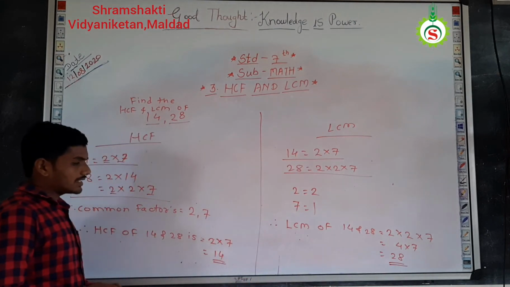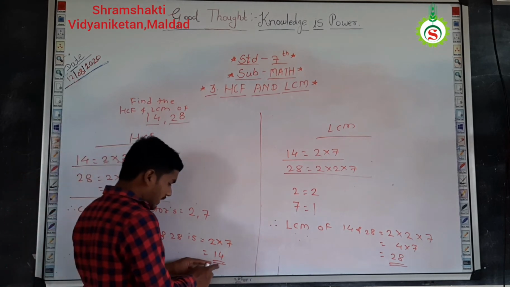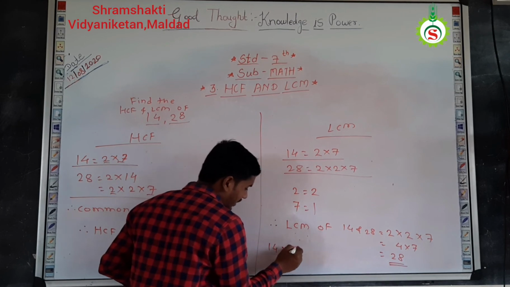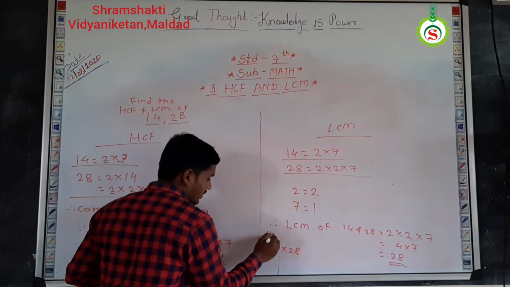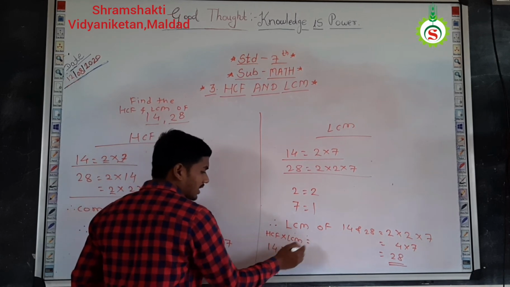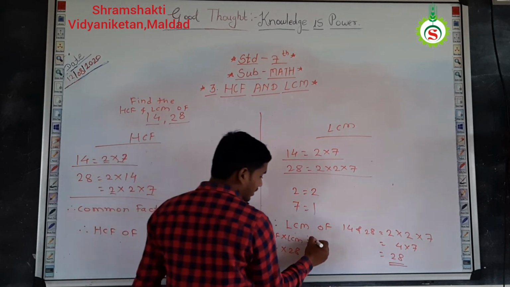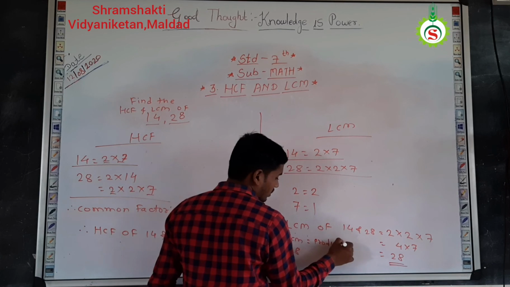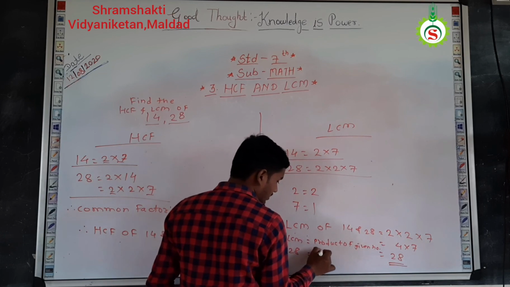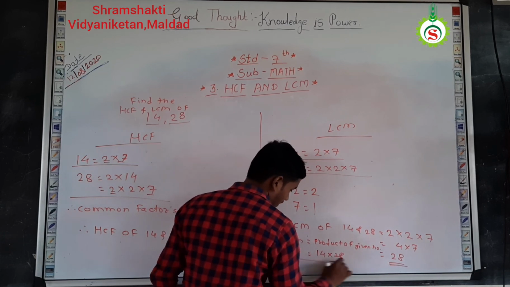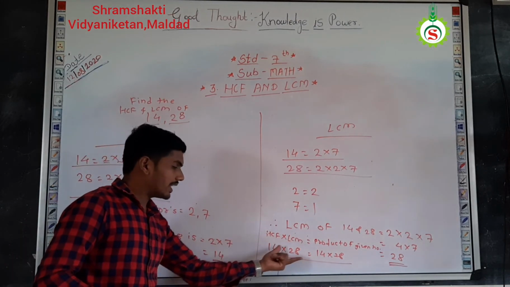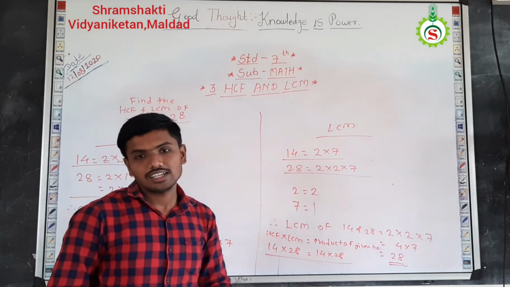Now, as in the last lecture, if I take the product of HCF and LCM, that product becomes 14 into 28, because 14 is the HCF and 28 is the LCM. So the product of HCF and LCM is equal to the product of the given numbers. Which are the given numbers? 14 and 28. That means we have also verified that the product of HCF and LCM is equal to the product of the given numbers. Like that.